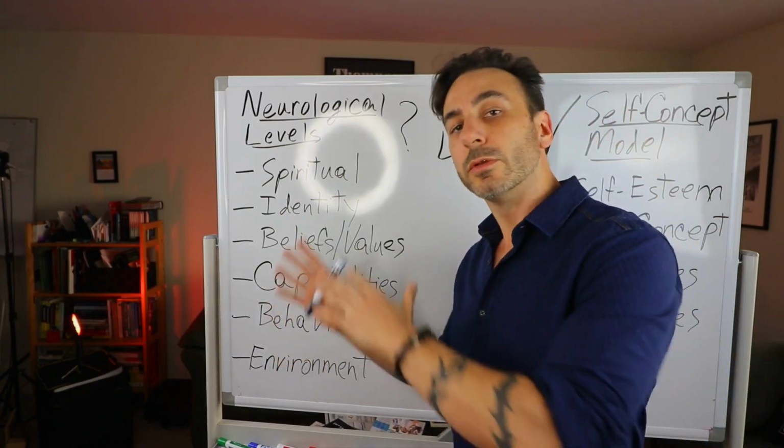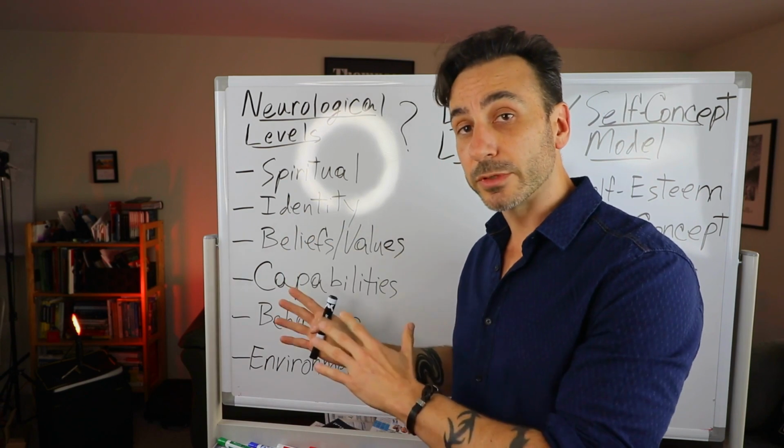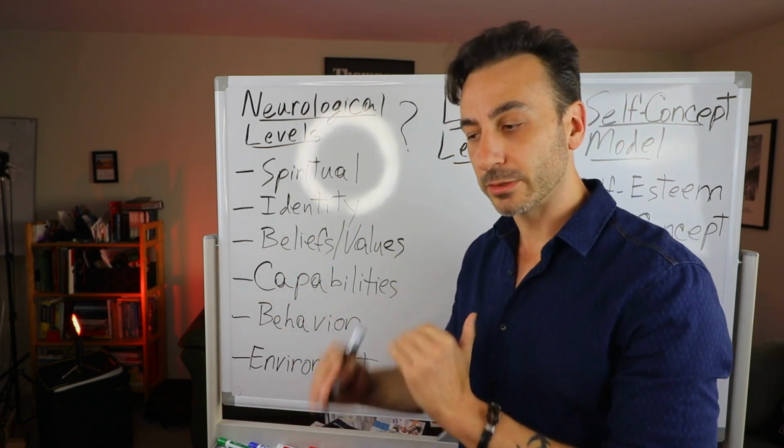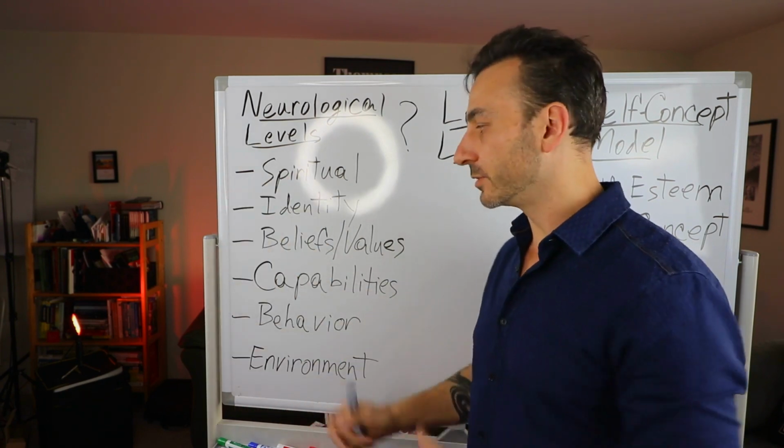So let's get started with neurological levels. I'll explain how it's supposed to work, and then I'll explain how the self-concept works based on logical levels, and then the differences between the two.